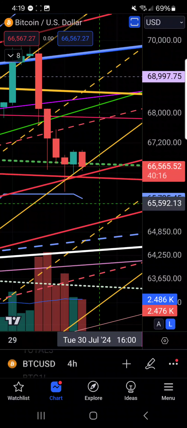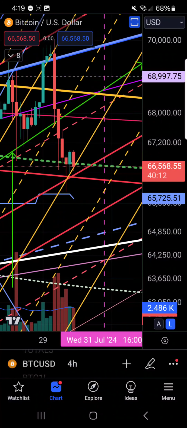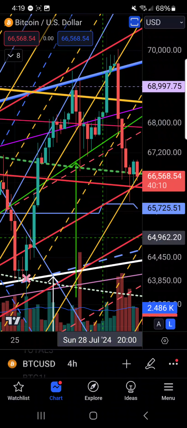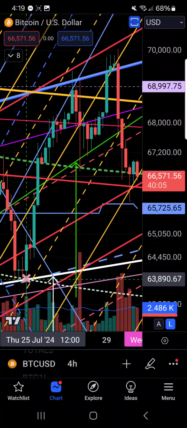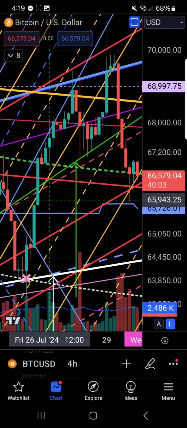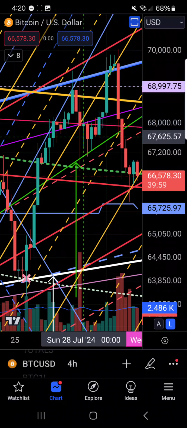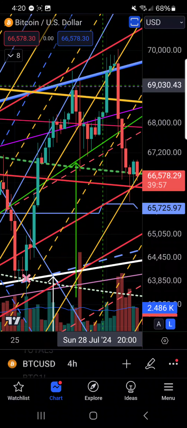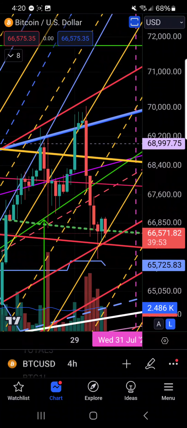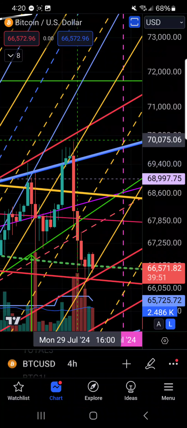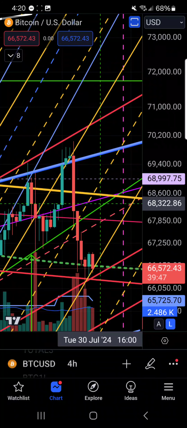So, it was really, really hard sitting through this move right here. I thought we were forming another head and shoulders right here. So this part was really, really difficult. I felt like FOMOing in so bad, thinking I was going to miss out as we were coming up to here. But you know what saved me? What saved me was my lines that I have here.